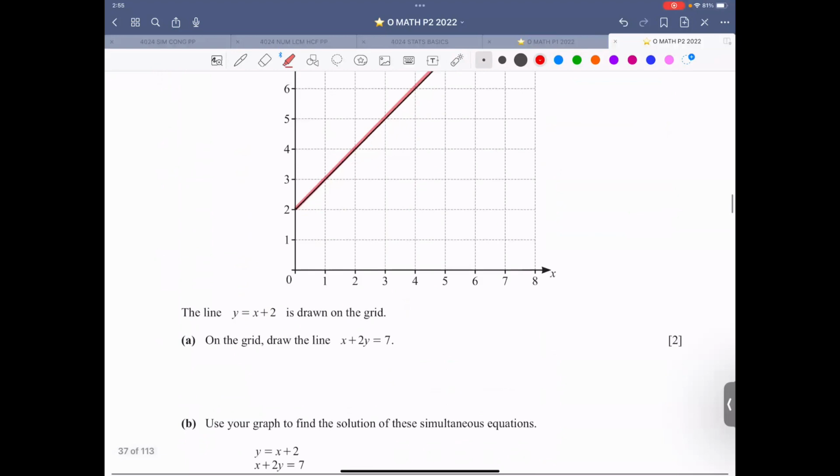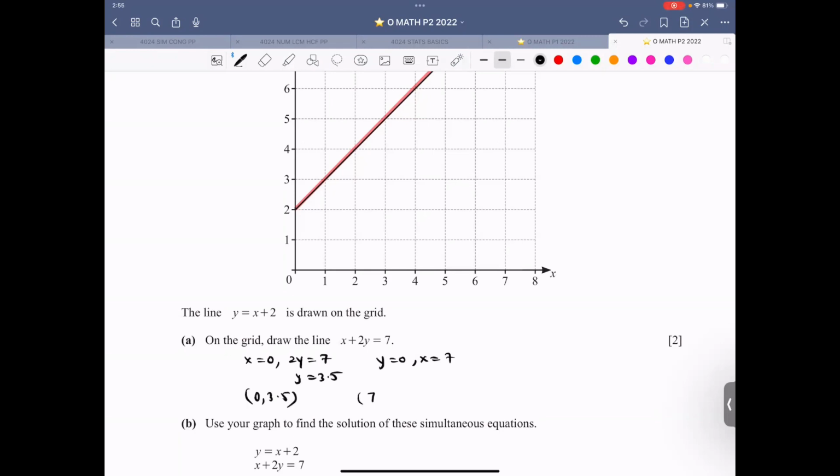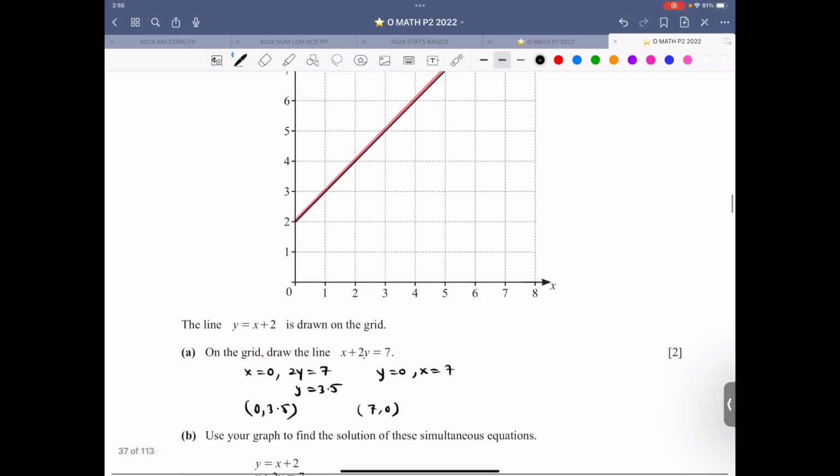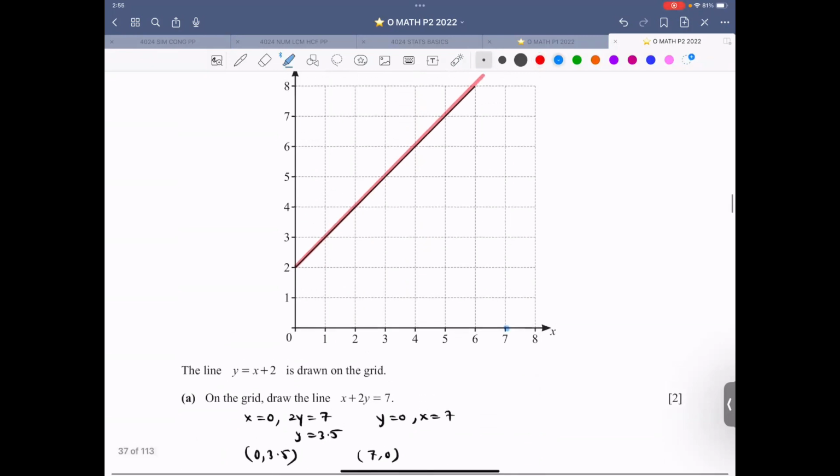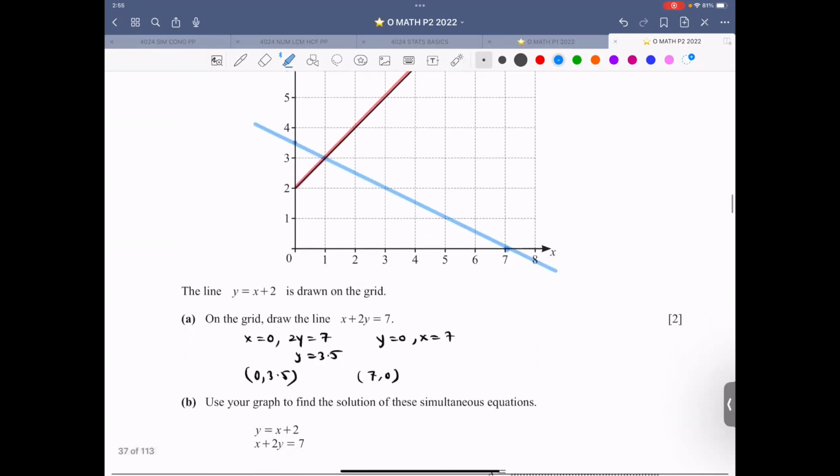On the grid, draw the line x plus 2y equals 7. When x is 0, 2y equals 7, y is 3.5. When y is 0, x equals 7. So (0, 3.5) is one point, and (7, 0) is the other point. So (7, 0) is this point, and (0, 3.5) is this point. So let me join these two points like this. Okay, so that is the second line.